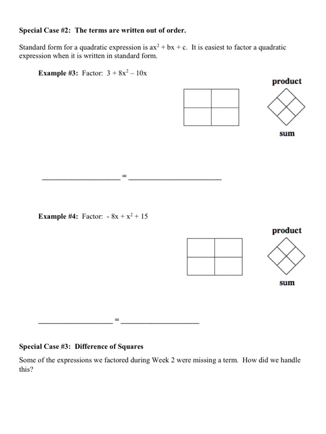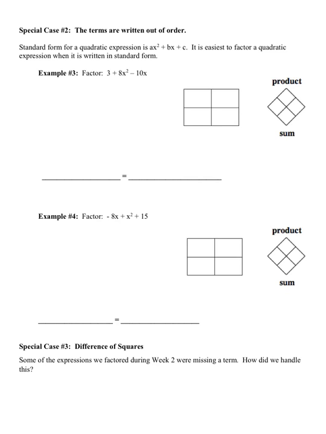The second special case we are going to talk about in these notes are expressions that have terms that are written out of order. Standard form for a quadratic expression is ax squared plus bx plus c. What that means is we write our x squared term first, our x term second, and our constant term last. When quadratic expressions are organized and the terms are written in standard form, it is easiest for us to factor that quadratic expression.